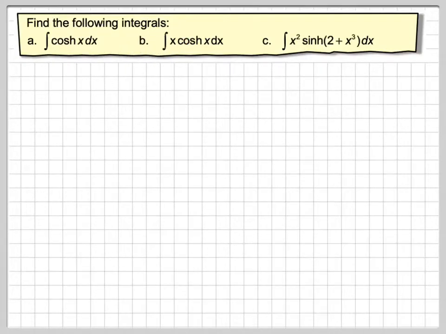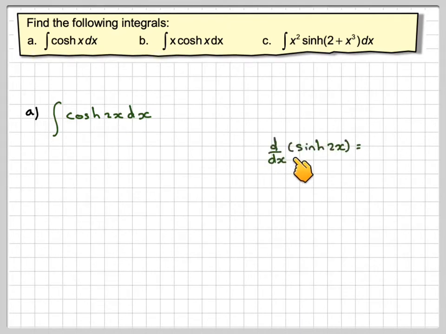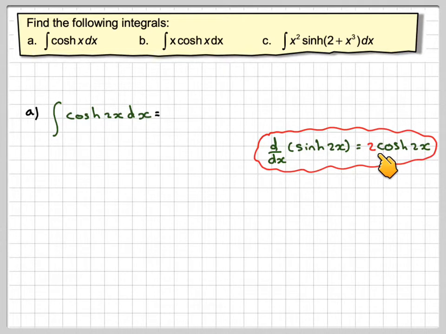Find the following integrals: the integral of cosh 2x dx, the integral of x cosh x dx, and the integral of x squared sinh of 2 plus x cubed dx. So for cosh 2x dx, if we integrate that, we first of all have to say that cosh 2x probably has come from sinh 2x. If we differentiate sinh 2x, we will get 2 cosh 2x. We've got 2 times too much, so we need to put a compensation in front of that by putting a half. So the integral will be a half of sinh 2x, and don't forget to add in the constant of integration.